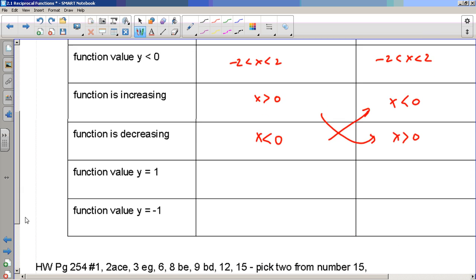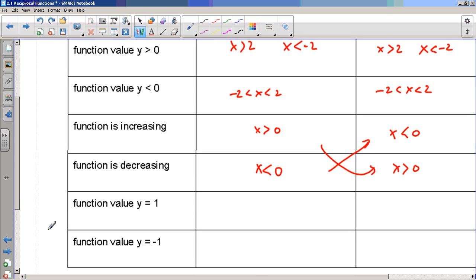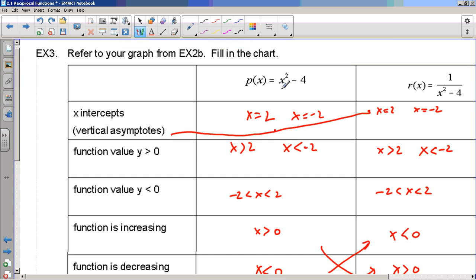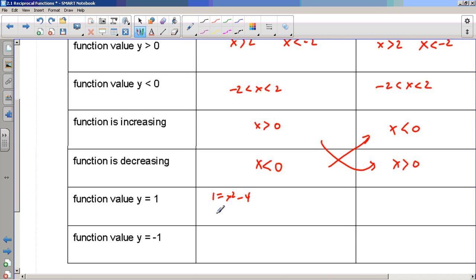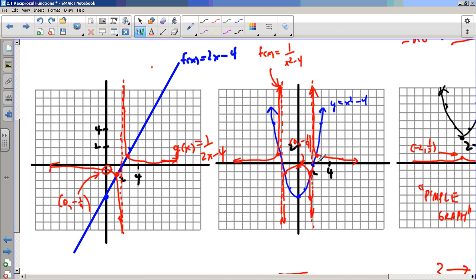The function value y equals 1 had, I guess this is an x value we're interested in. Well, when is the y value equal to 1? All I'd have to do is set this thing equal to 1 and solve that little tiny equation. Add 4 to both sides. Square root is positive and negative square root of 5. Does this look like the positive and negative square root of 5?